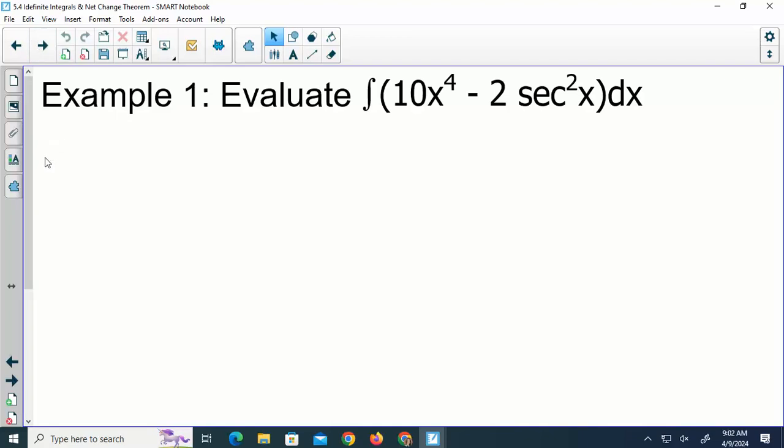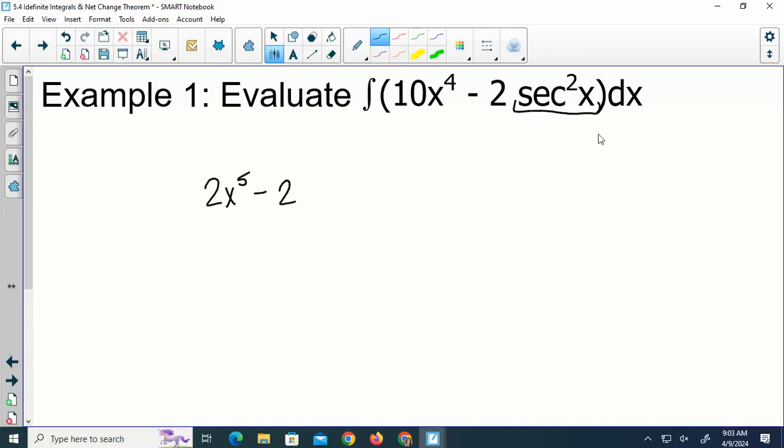So if I asked you to do the integral of 10x to the 4th minus 2 secant squared x dx. We know the integral and the dx go together. So when we do the antiderivative, both of those go away. What is the antiderivative of 10x to the 4th? Minus 2. What has a derivative of secant squared x? And then what goes at the end? And you can check yourself. If you do this derivative, you should get that function. And we do.